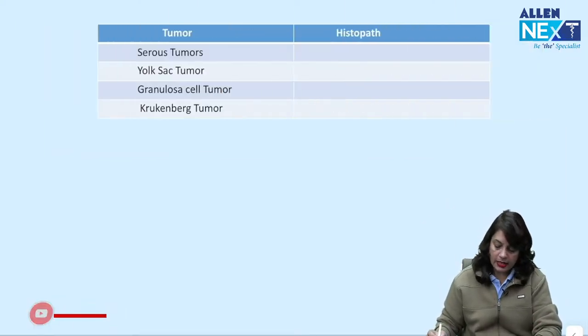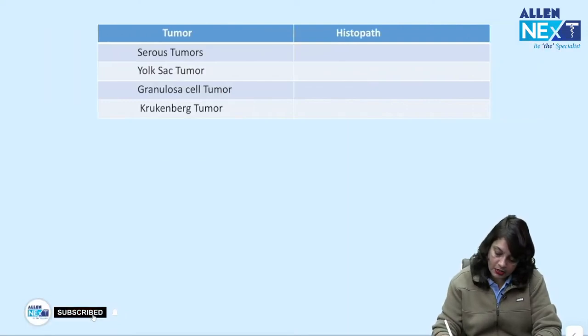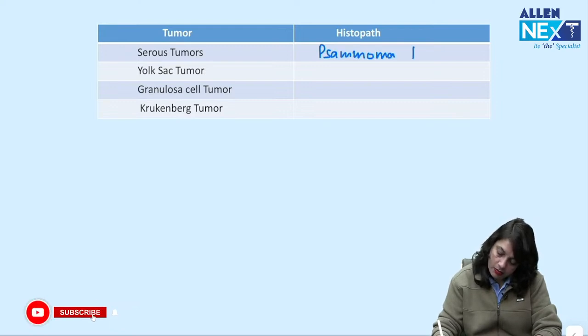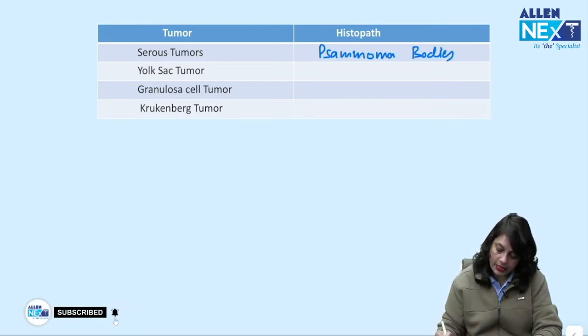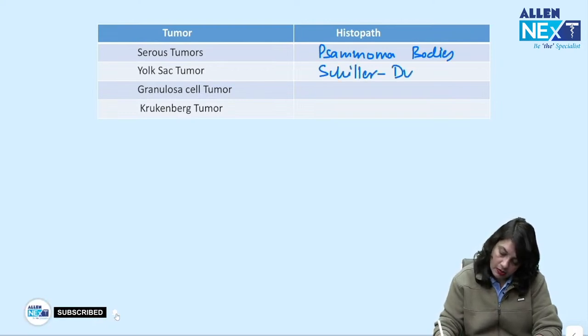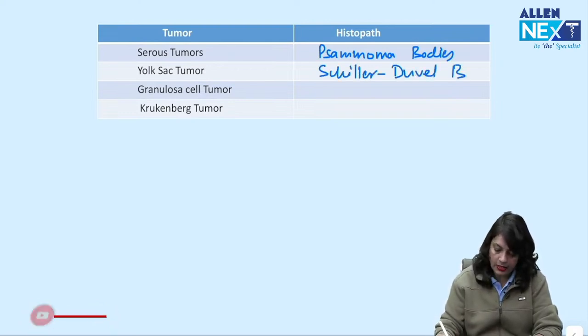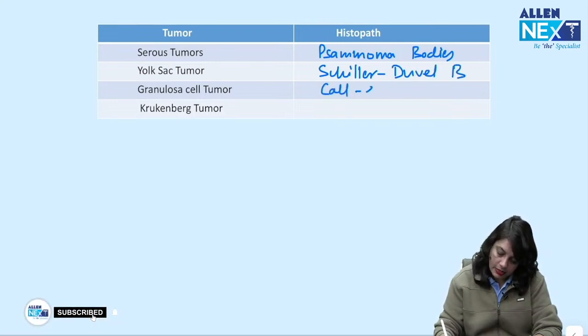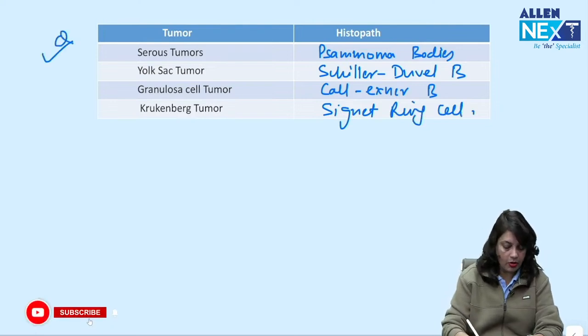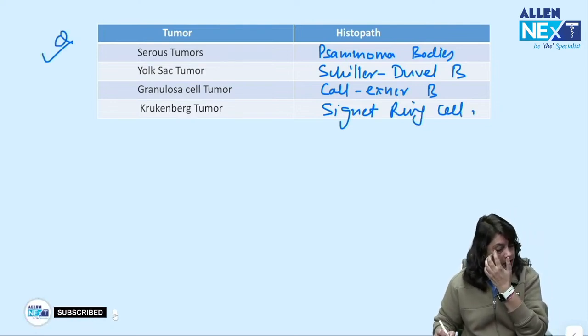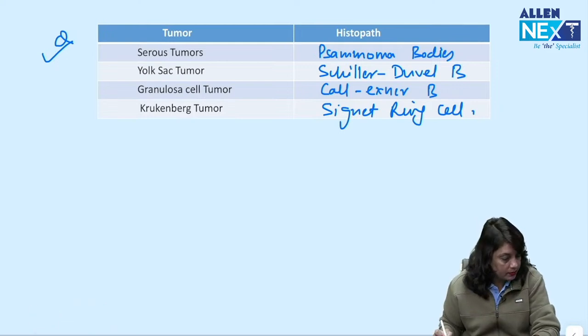Next, serous tumors, what is the histopathological findings? It is psammoma bodies. Yolk sac tumor, it is Schiller Duval bodies. Granulosa cell tumor, it is Call-Exner bodies. Krukenberg, it is signet ring cell. So, remember this. This is very, very important.